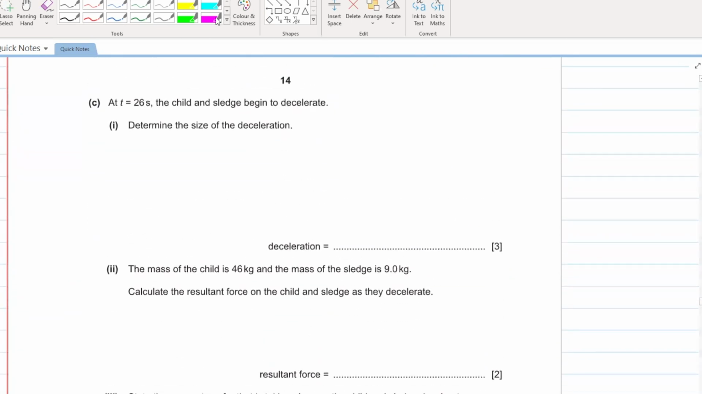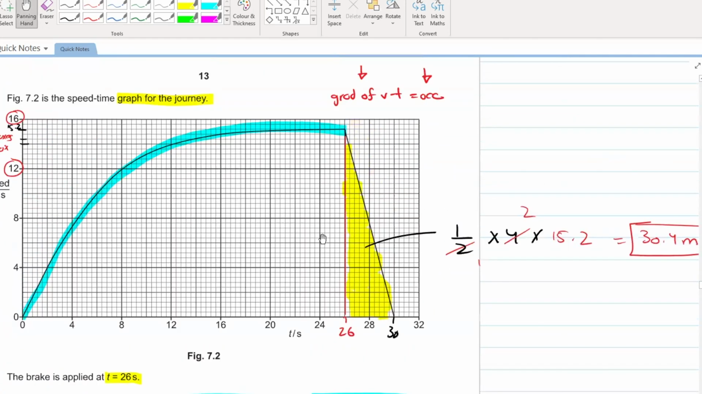At time t is equal to 26 seconds, the child and the sledge begin to decelerate. ठीक है. Determine the size of deceleration. You have to determine the size of deceleration. Perfect. How will you calculate the size of deceleration? Do you remember that the gradient of the velocity time graph is equal to your deceleration? How can you calculate the gradient?